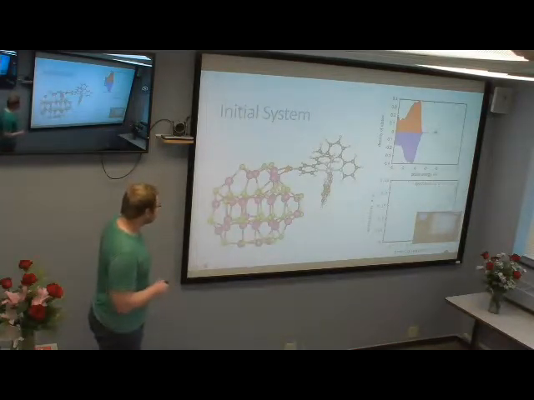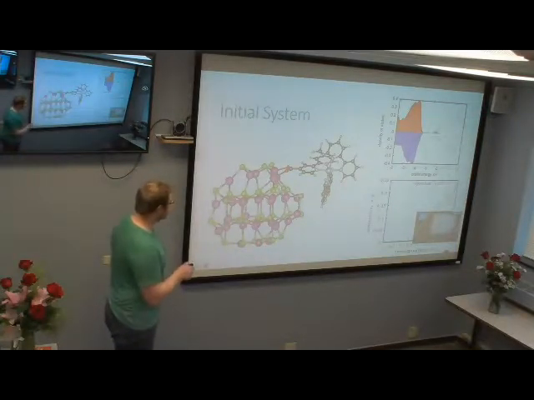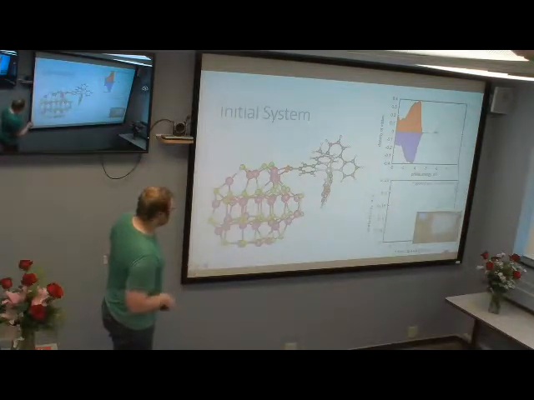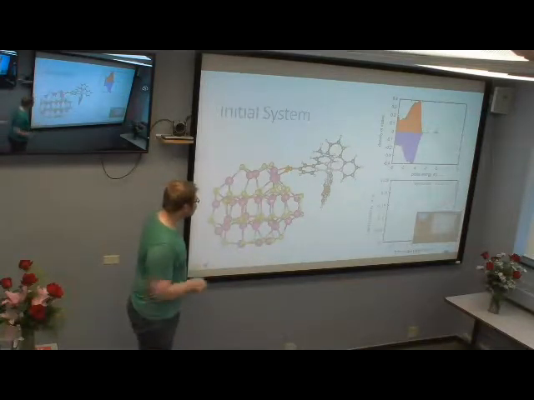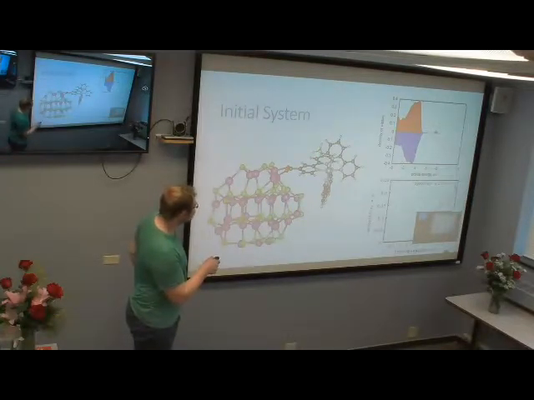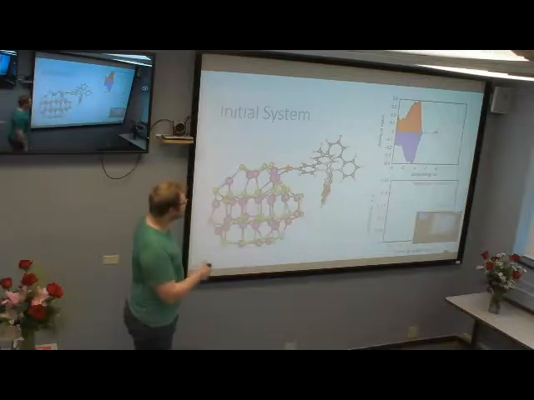So here's the initial system. Here is the cadmium-selenium quantum dot, with the cadmium being this purple and the selenium being this alien green, I guess. So then we have the bipyridine ruthenium dye. We have the central ruthenium. We have the carboxylic group attached to the quantum dot. And then we have a little methyl group attached to the bipyridine as well.